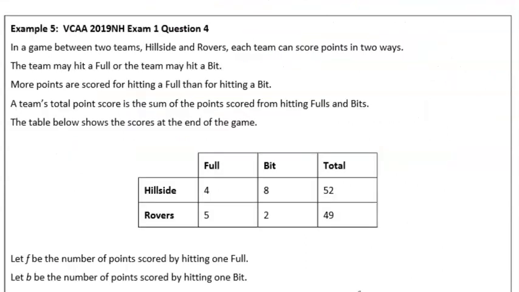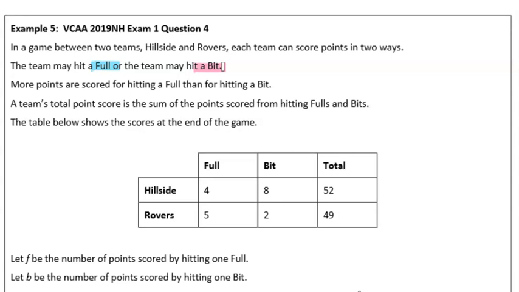Okay, this next exam question, a little bit easier than the last. In a game between two teams, Hillside and Rovers, each team can score points in two ways. The team may hit a full or the team may hit a bit. So we've got two different options there. More points are scored for hitting a full than for a bit. A team's total point score is the sum of the points scored by hitting fulls and bits. So we would have however many fulls plus however many bits would equal our total.